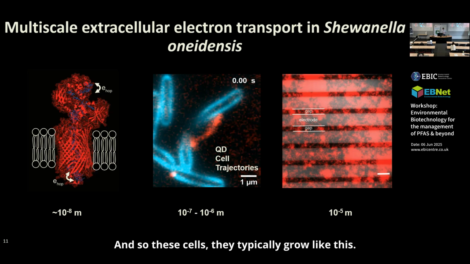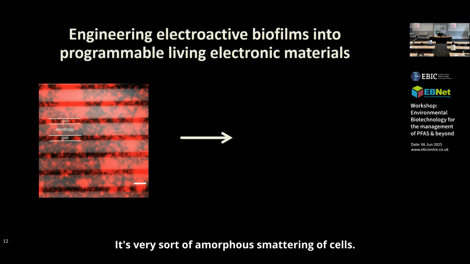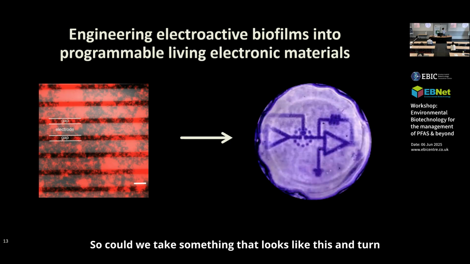And so these cells, they typically grow like this very sort of amorphous smattering of cells. They're not something you want to build an electrical circuit out of. But really what we wanted to see is if we could take this material and turn it into something we can program and actually treat it somewhat how we fabricate semiconductors and things like that. So could we take something that looks like this and turn it into something that looks like this, more like an electrical circuit that we could think about bridging electrodes and measuring current flow through these electrodes.